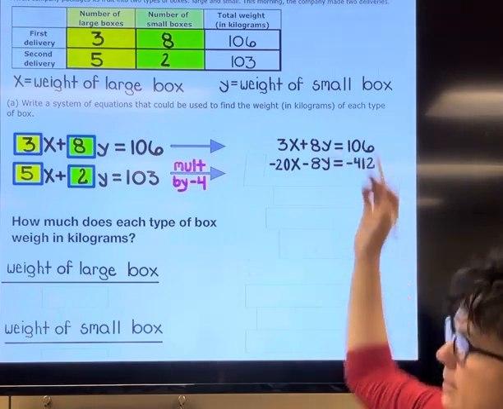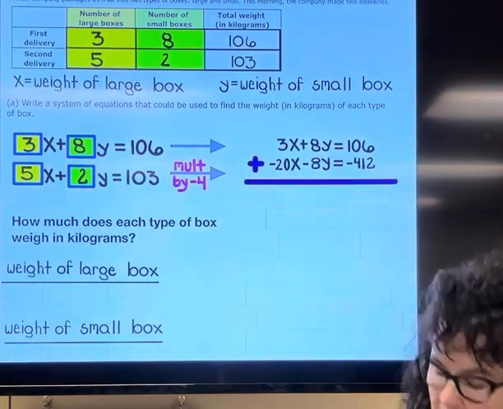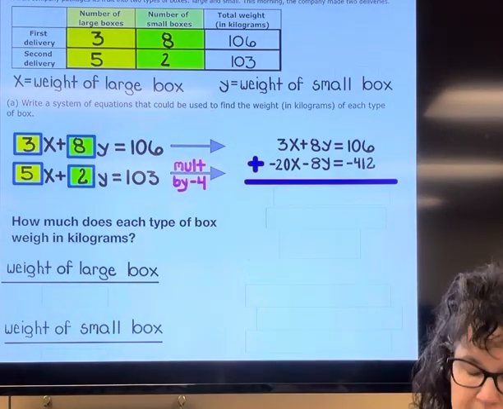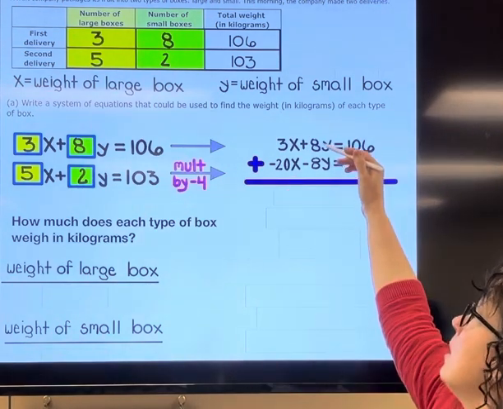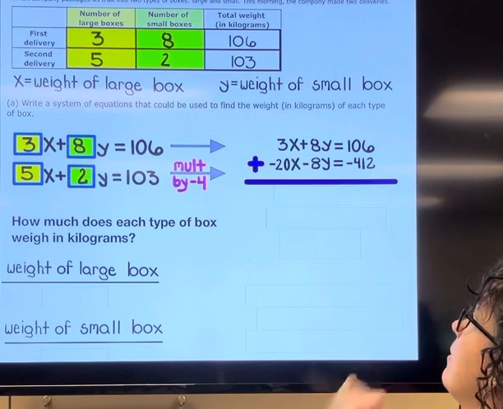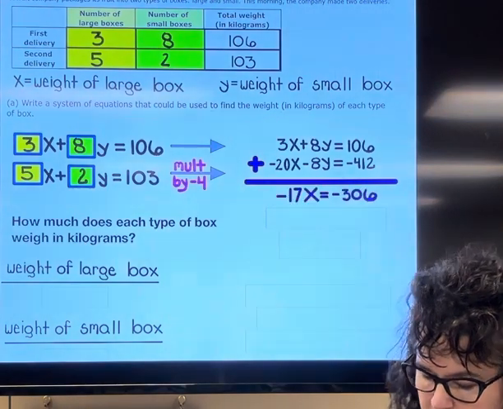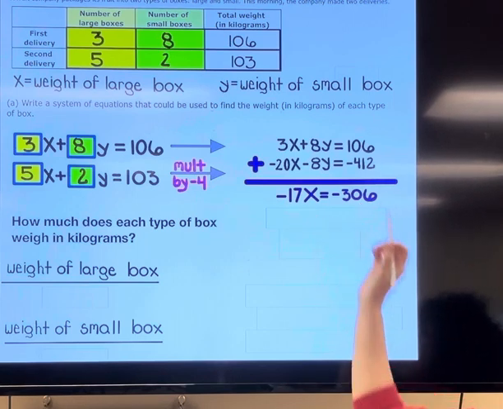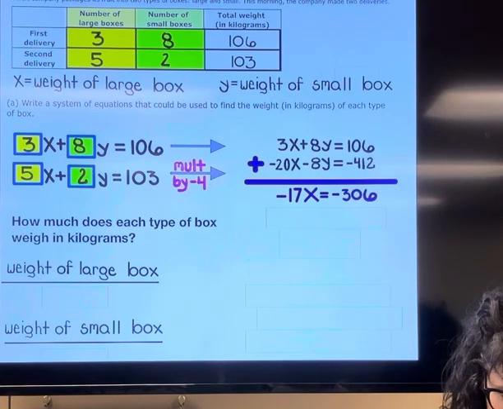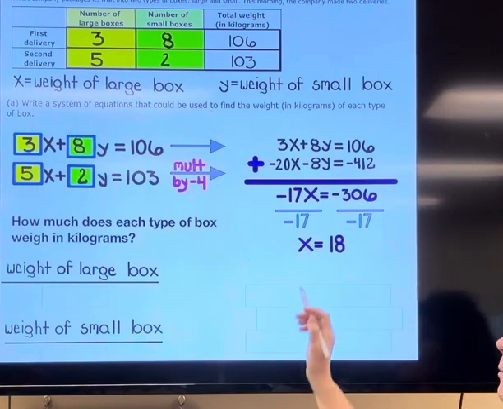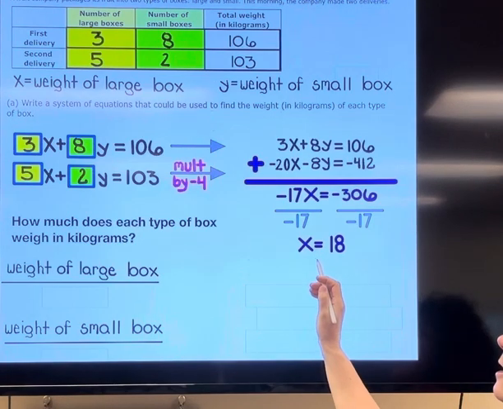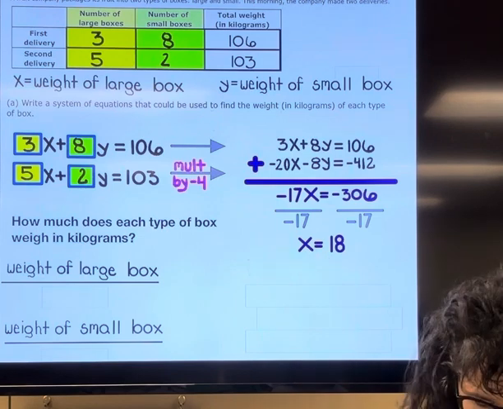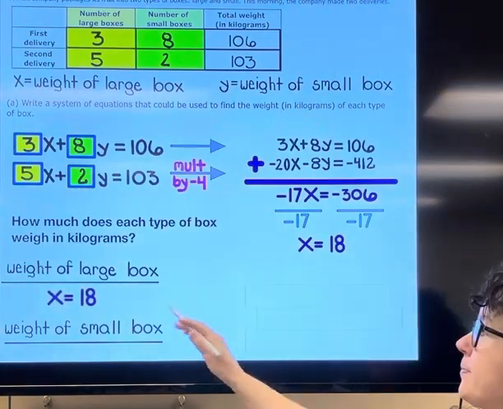Now that these are opposites, I'm ready to just draw my line and add those together. 3x's minus 20x's is -17x's. My y's drop out, and then 106 minus 412 is -306. Divide both sides by 17, and I end up with x is equal to 18. So I know that the weight of the large box is 18 kilograms.